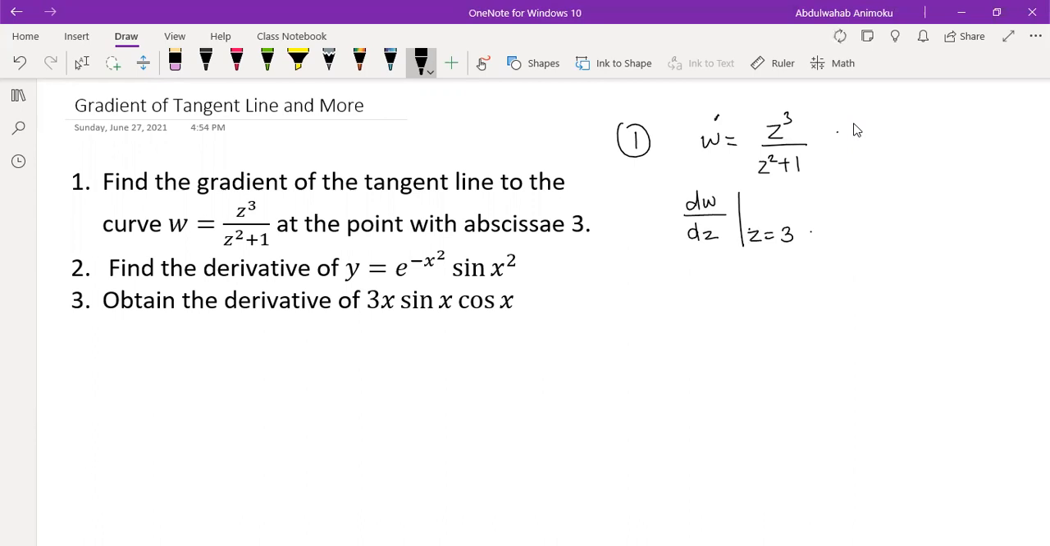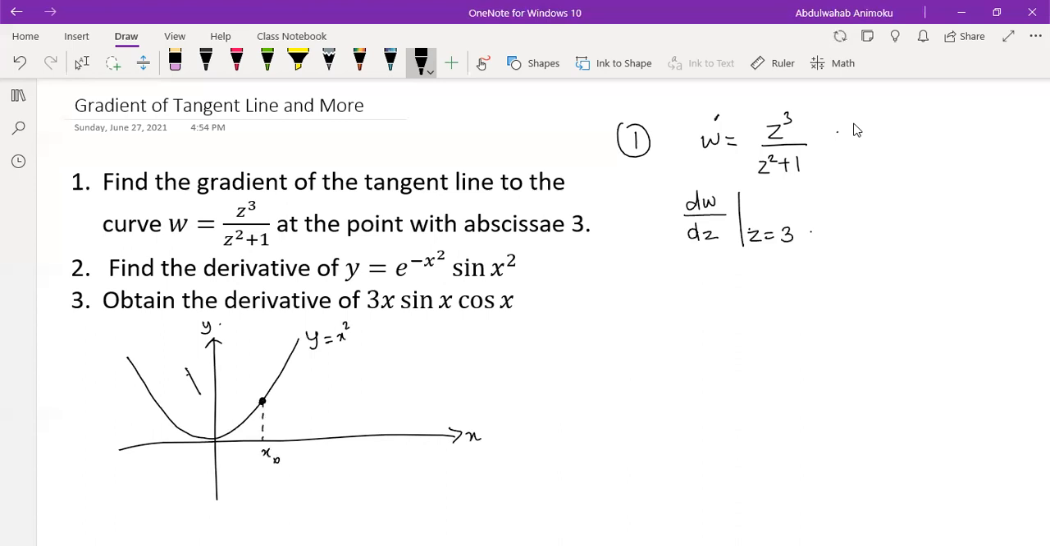Now, but why is this the case though? Why does the gradient of the tangent line mean this? Let me give you something that is easy to see. Let's say we have this function, which is y equal to x squared. Now, if I want to find the gradient of the tangent line at this point, let's call this x naught, and then this is the tangent line at that point, okay?